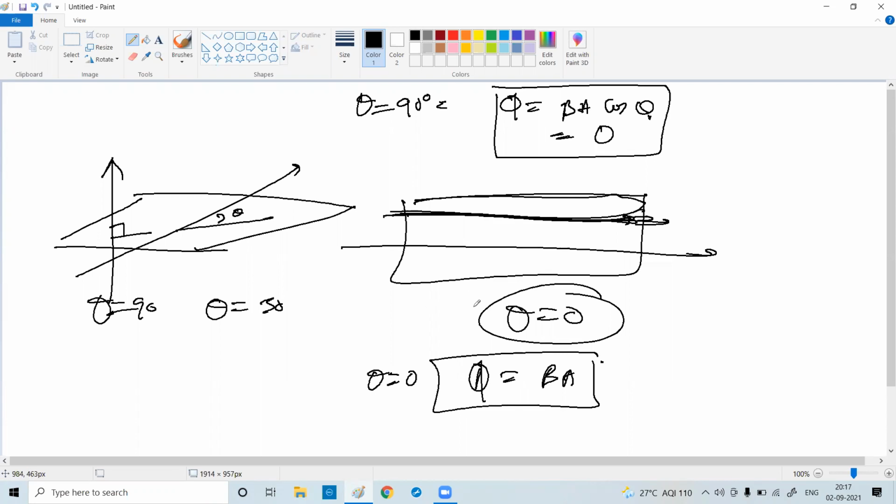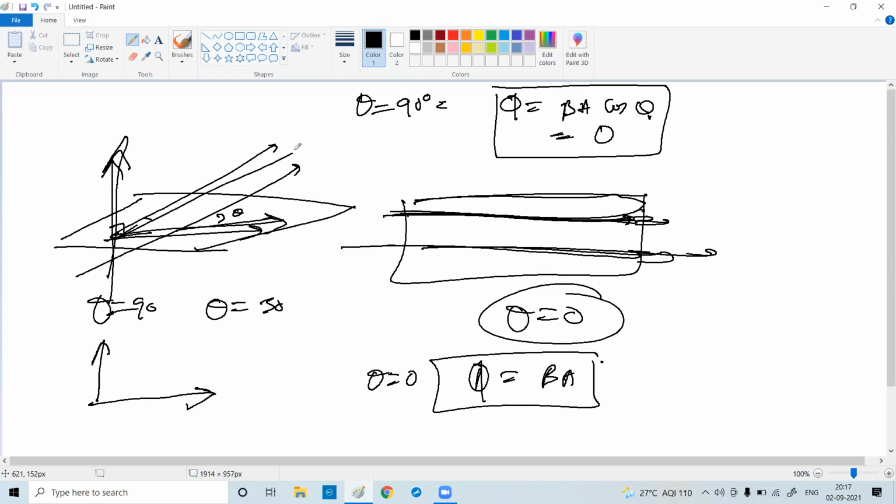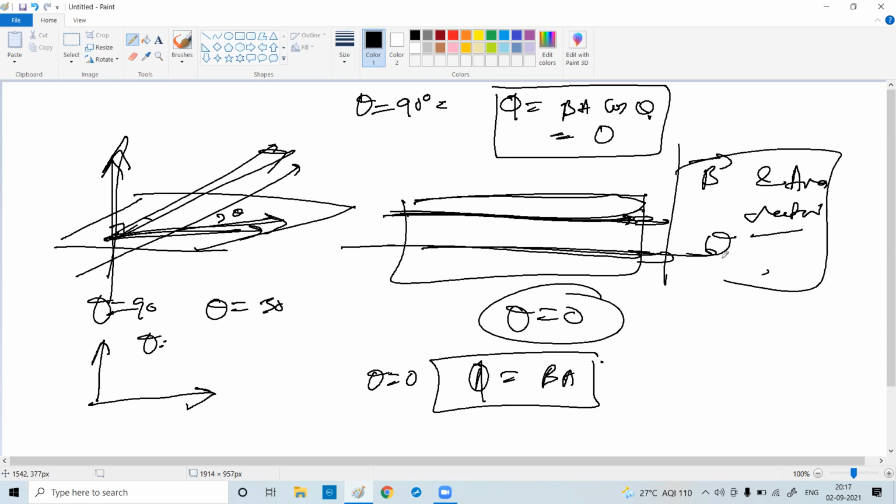Yes or no? And what is this angle theta? This angle theta is the angle between the magnetic vector and the area vector. Area vector is always along the plane. Yes or no? And the magnetic vector is like this. Clear? So what is theta? Theta is the angle between the magnetic field vector and the area vector. Clear?